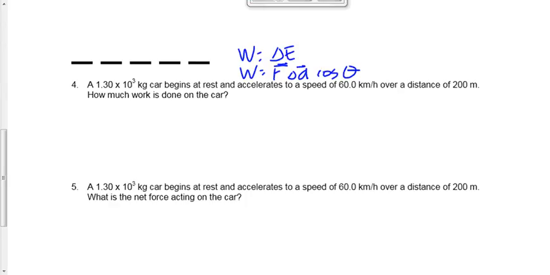First of all, is work a vector or a scalar? Is work a vector or is it a scalar? Really? It's a scalar. Energy is a scalar. Work is going to be a scalar as well. What are the units that we use for work? Joules, yeah, good. If energy is measured in joules, then the change in energy is going to be measured in joules as well.